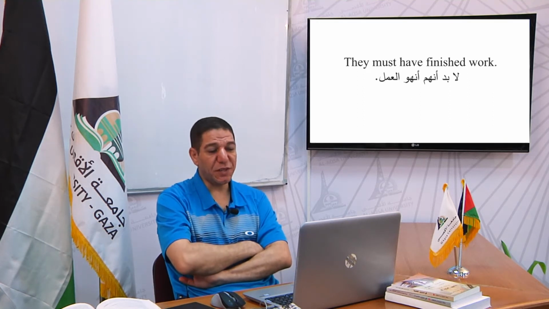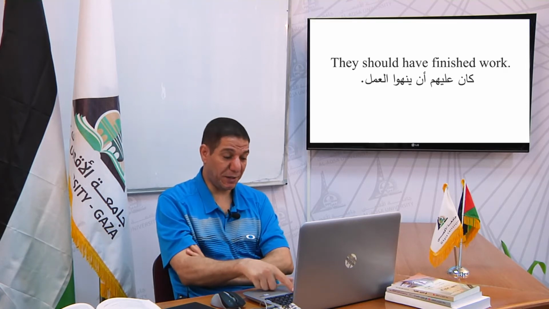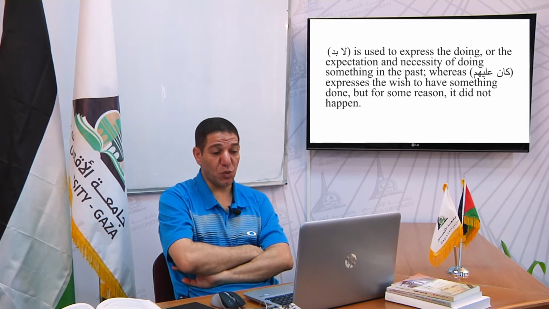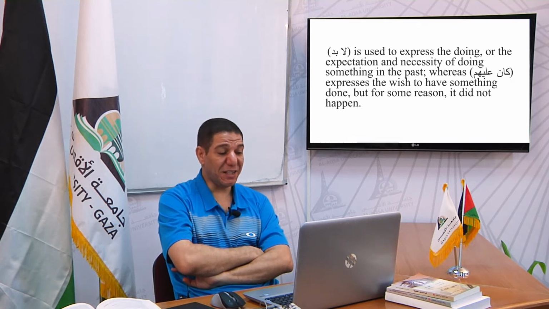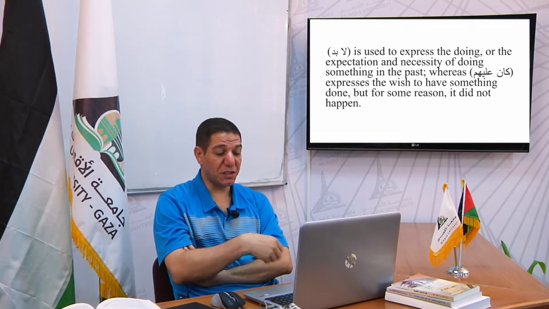They should have finished work. كان عليهم أن ينهوا العمل. So لابد is used to express the doing or the expectation and necessity of doing something in the past. Whereas كان عليهم expresses the wish to have something done, but for some reason it didn't happen.